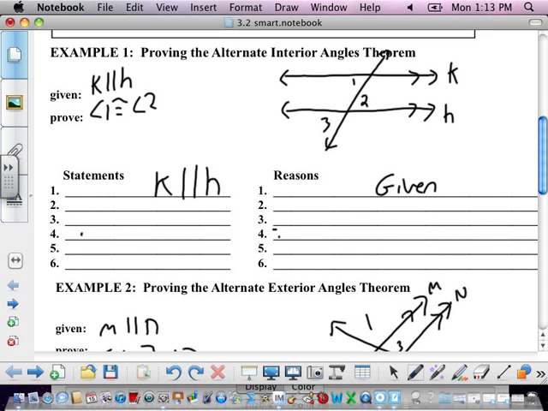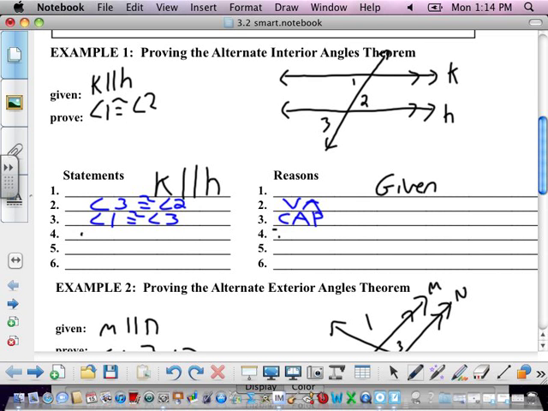3 and 2 are vertical angles. Are there any others that are congruent to each other up there? So we can't use alternate interior angles. Are there alternate exterior angles up there? No. Consecutive interior? No. What else is left? I heard it. Corresponding. 1 is congruent to 3 by what? Corresponding angles.